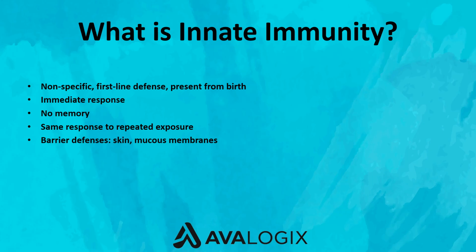Now, let's talk barriers. Innate immunity starts even before immune cells come into play. Your skin is a massive protective layer, dry, acidic, and constantly shedding microbes. Mucous membranes in your nose, lungs, and gut trap invaders, and are full of enzymes and antimicrobial substances. Even your tears and saliva contain lysozymes that break down bacterial walls.